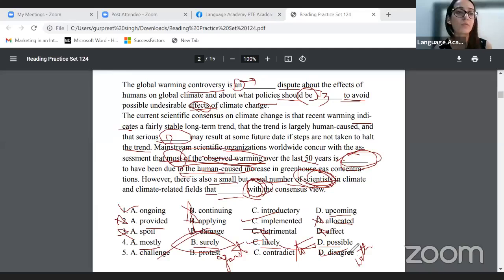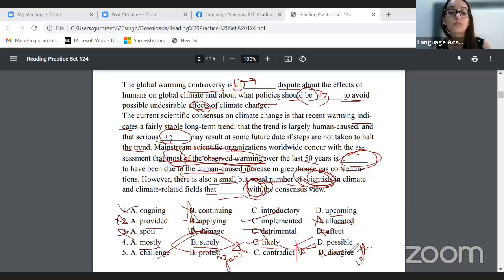There can be any noun we can use for global warming. With B comes the third form of verb, and policies are not distributed. Policies are made, policies are implemented, policies are put to use. These are the words we use with policies. Serious dash may result, so we need a noun. There was only one noun in the four options, damage.